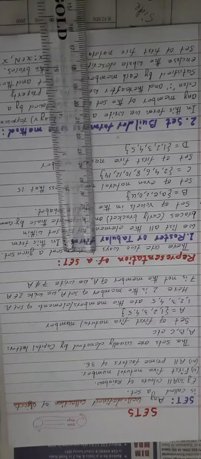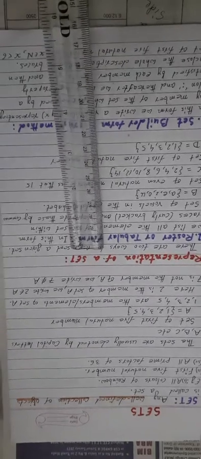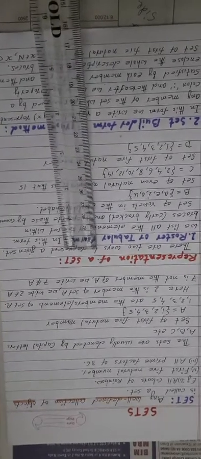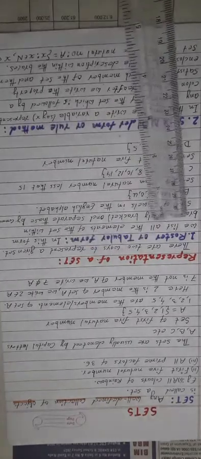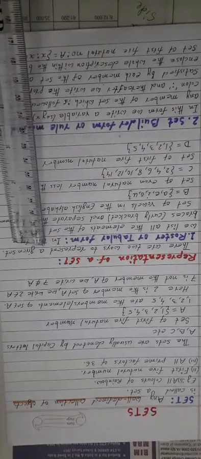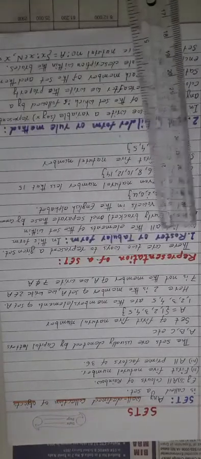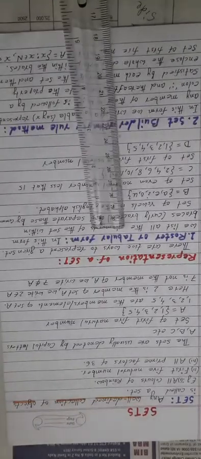How do I represent a set? How to write the set? There are two ways of writing sets. There are two ways to represent a given set. First is called roster form or tabular form.